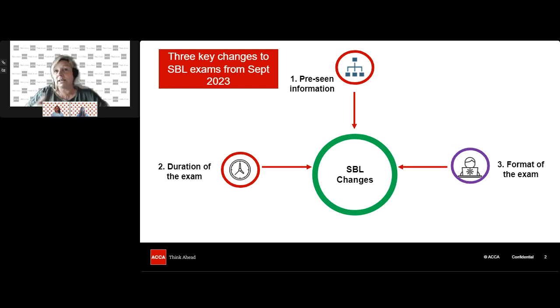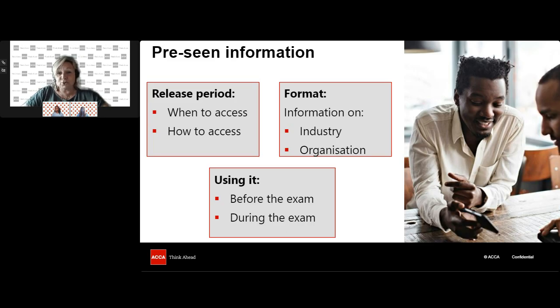And if anything is unclear, please pop a question in the Q&A chat, and we'll get to it at the end of the slides. So if we start with that first big change, which is the pre-seen: 2 weeks before your September exam, on the 22nd of August, we will be releasing pre-seen information to you. The pre-seen information is going to be information about the industry and the fictitious organization that your September exam is going to be based on. So it's going to give you a bit of background and a bit of context.